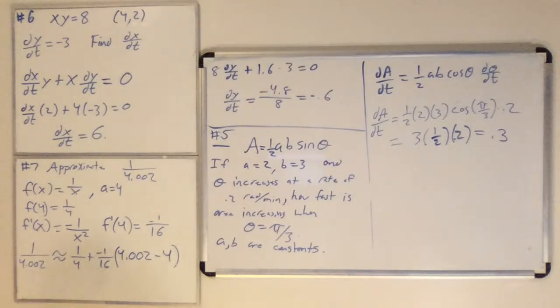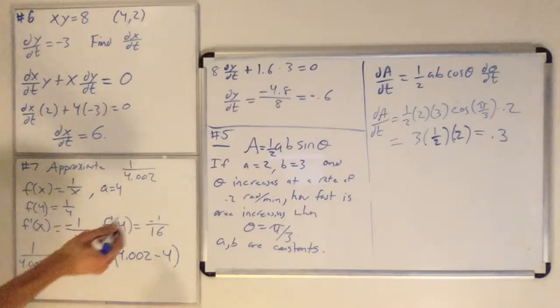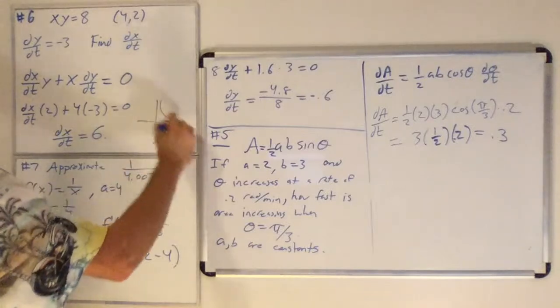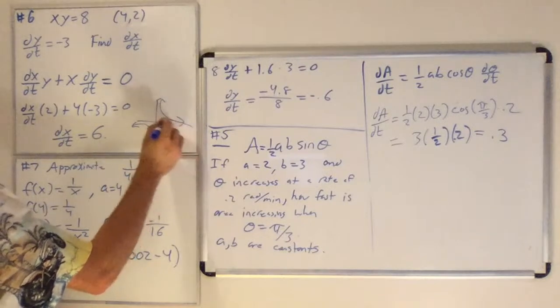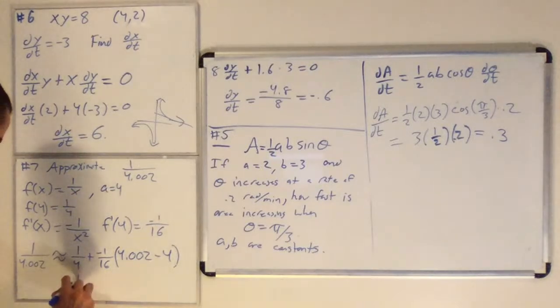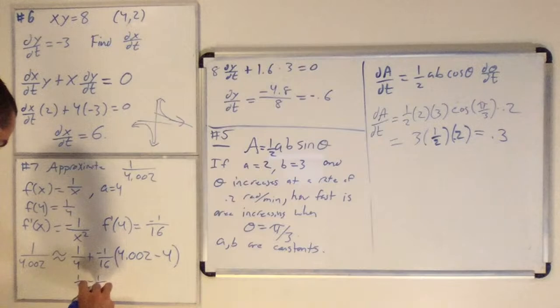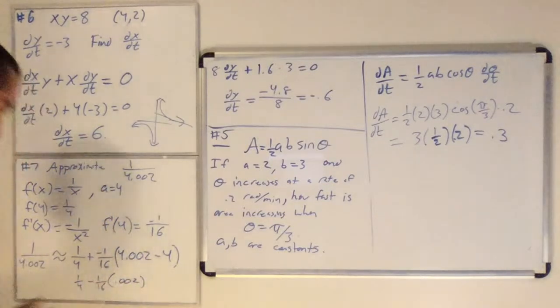Yeah, so what Jack's typed in the comments is exactly right. That's our linearization. Basically, the idea is we're taking this curve, which looks like this, and we're just going to use this tangent line to approximate the values. That's kind of what's happening behind the scenes here with this formula. Yeah, so this works out to be 1/4 minus 1/16 times 0.002. Okay, and that's easy to compute.